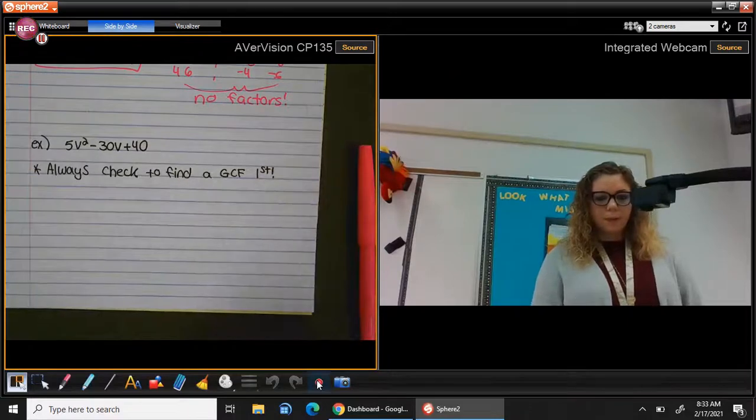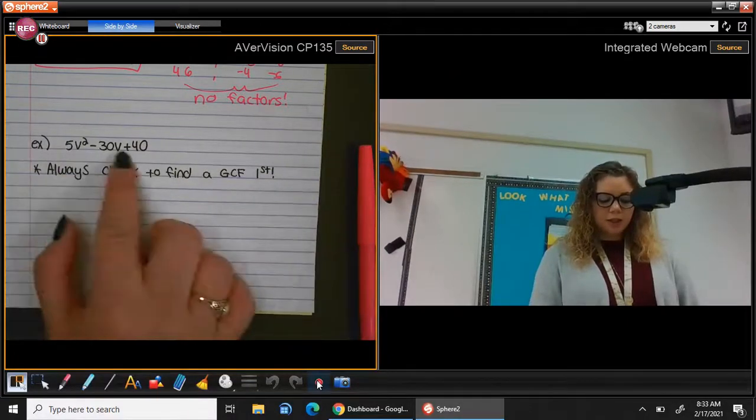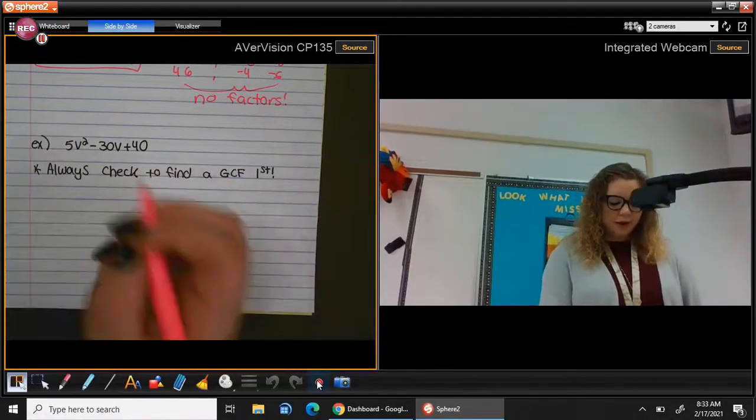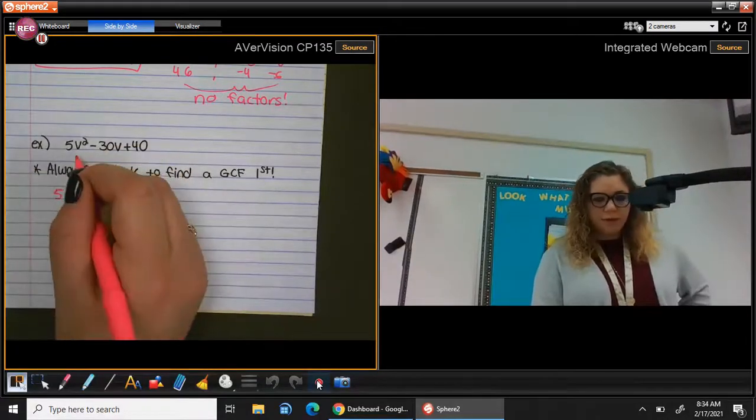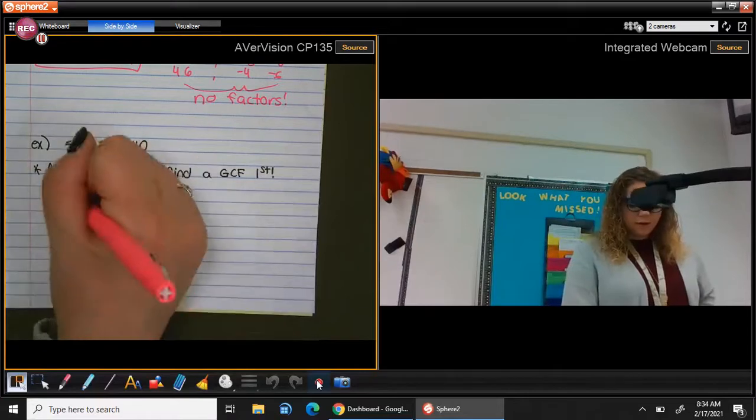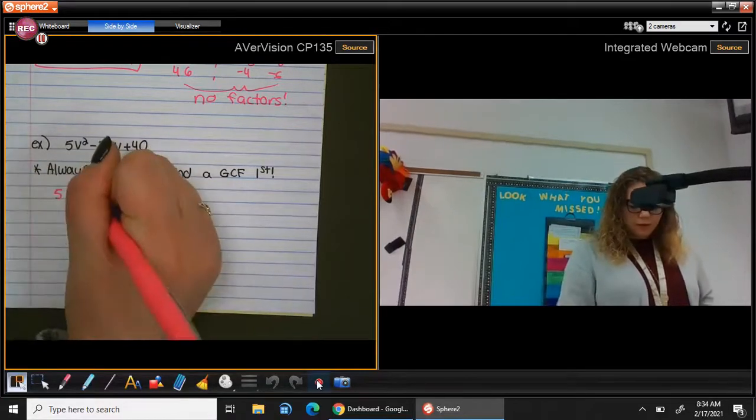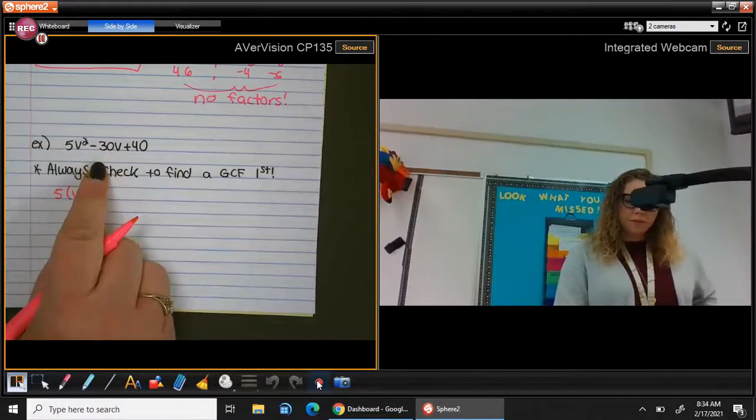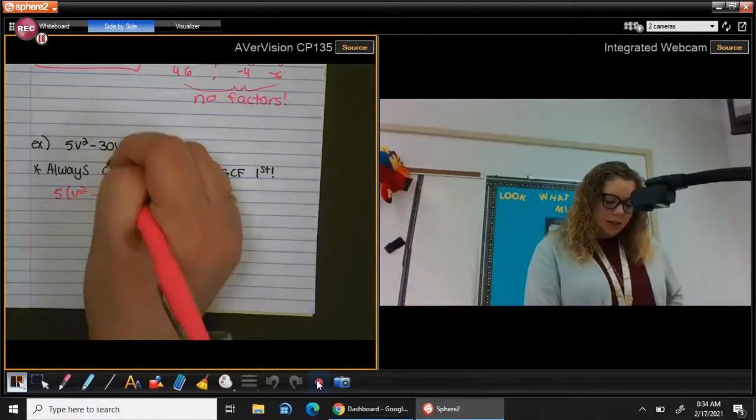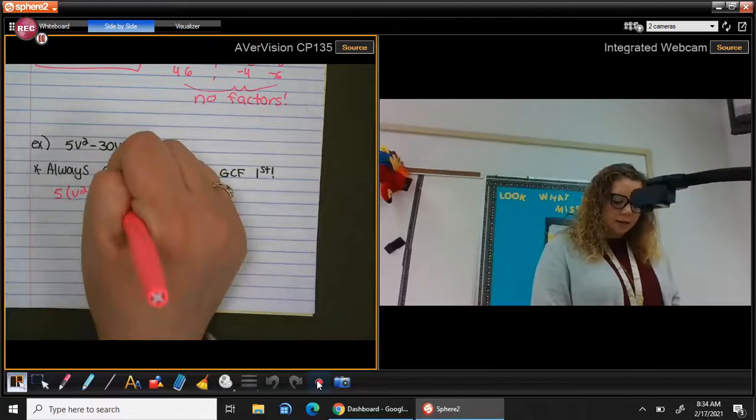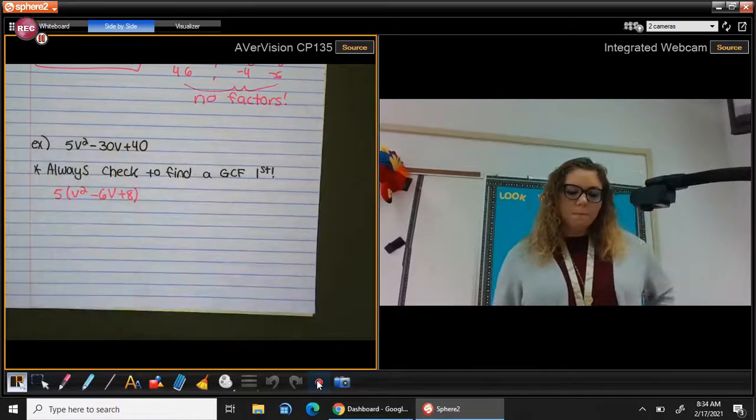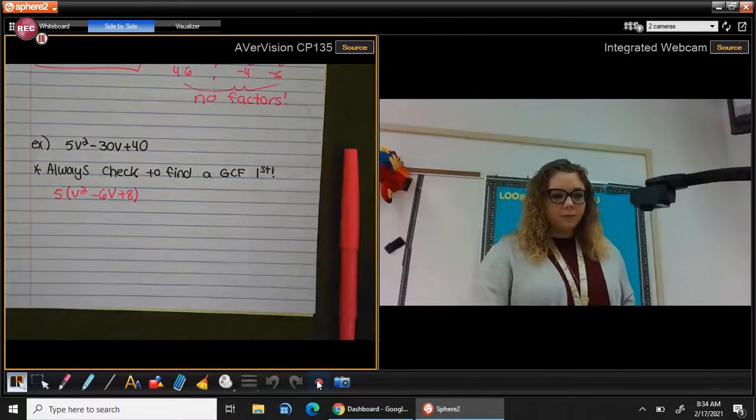Okay. So what is my GCF here? It's going to be 5, so I'm going to factor out a 5. 5 times what would give me 5 v squared? v squared. 5 times what would give me 30? 6, and then I need a v. 5 times what would give me 40, and that is 8. Okay, so that's step 1.